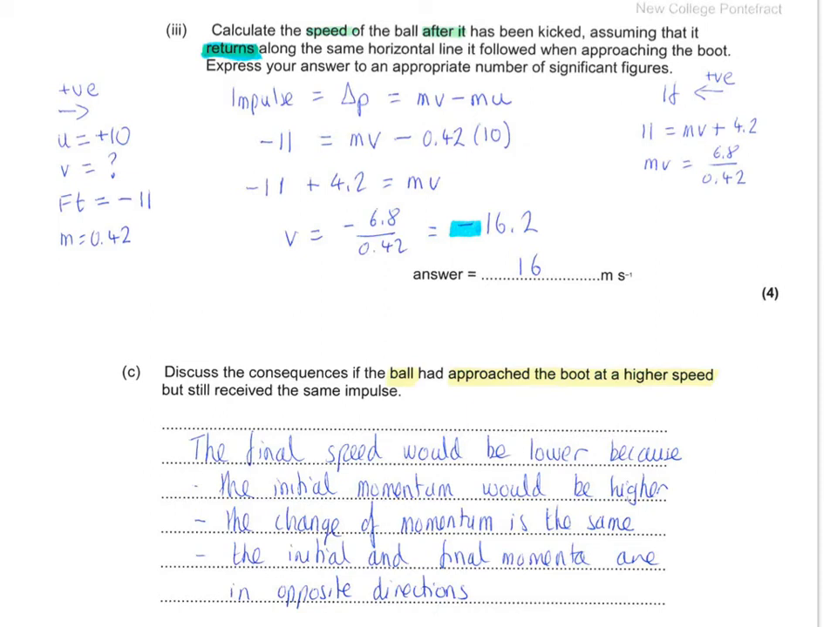The negative sign here corresponds to the fact that this velocity is in the same direction as the force and in the opposite direction to the initial velocity. I've rounded this to a value of 16 so that I am matching my significant figures with the values I had in my data.